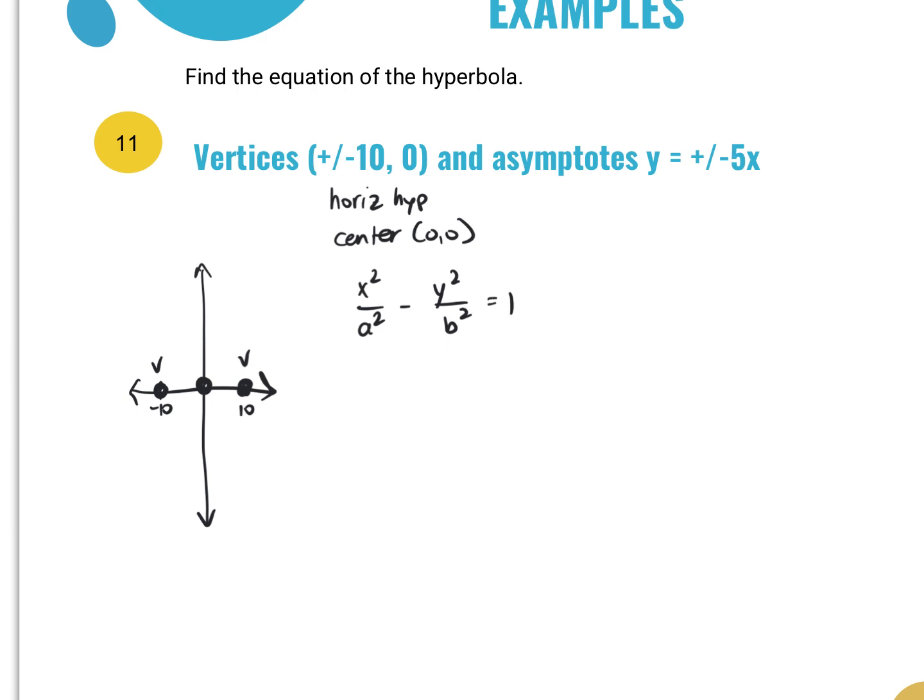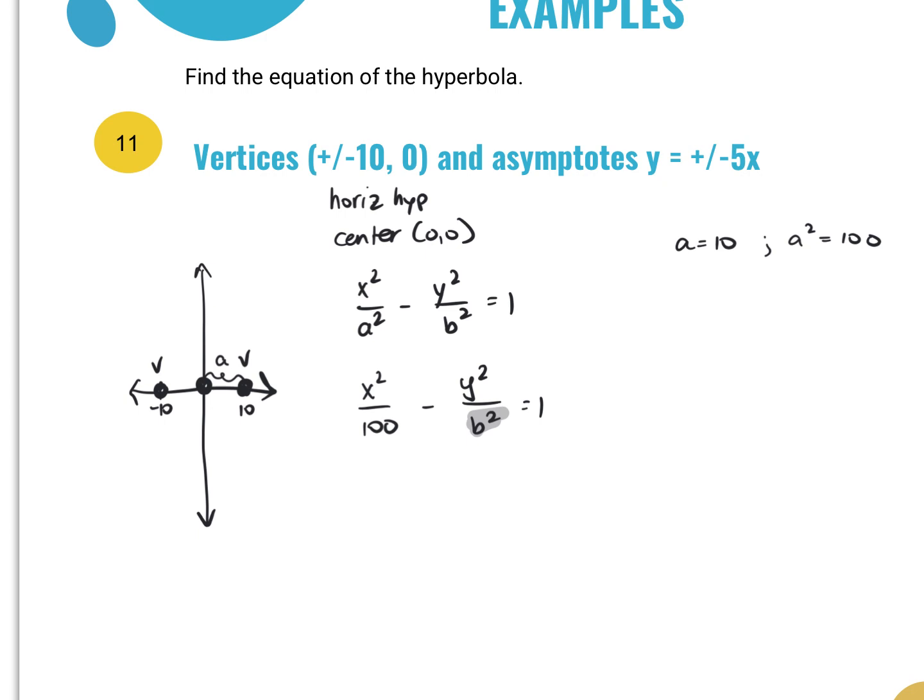So I know that the distance between the center and the vertices is my a, so a equals 10, which means a squared equals 100. So x squared over 100 minus y squared over b squared equals 1. The only thing I have left to find here is my b squared. I don't have enough information just yet to find b. However, they gave me the asymptote, and once again, they told me the asymptote was plus or minus 5x.